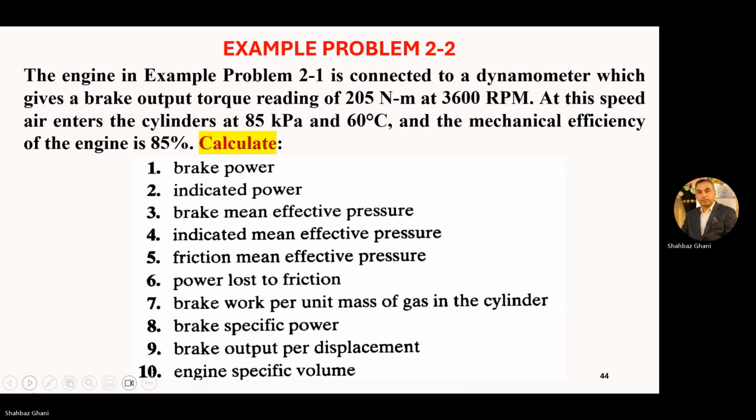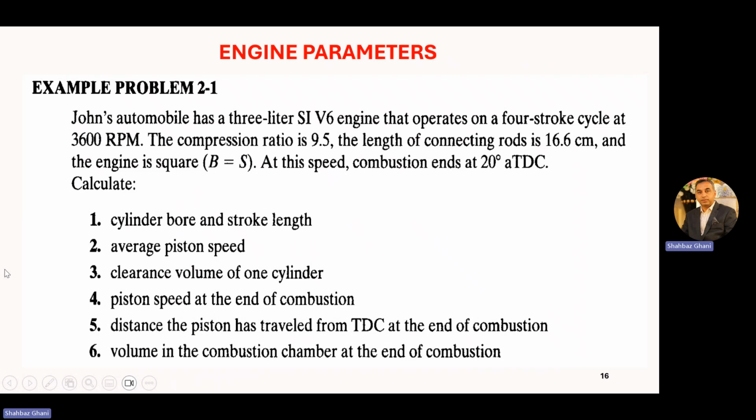Remember example 2-1. This was the statement: John's automobile has a 3-liter SI V6 engine that operates on a 4-stroke cycle at 3600 RPM. The compression ratio is 9.5. The length of the connecting rod is 16.6 centimeters and the engine is square, bore equal to stroke. At this speed, the combustion ends at 20 degrees after TDC. So this was the statement of example 2-1.